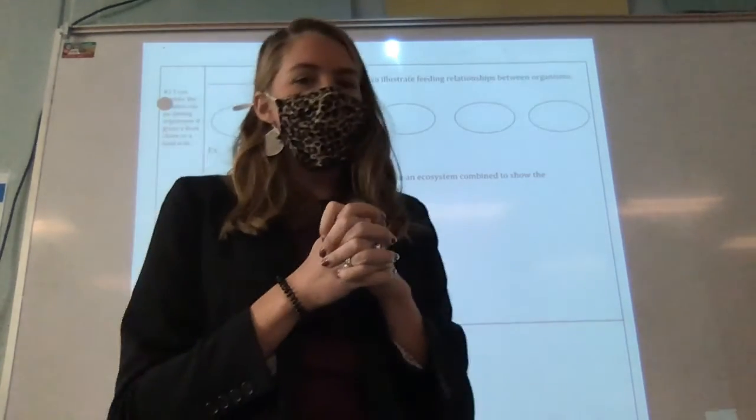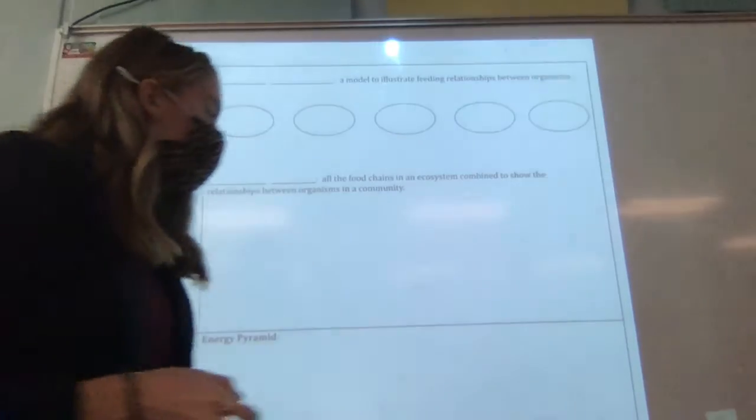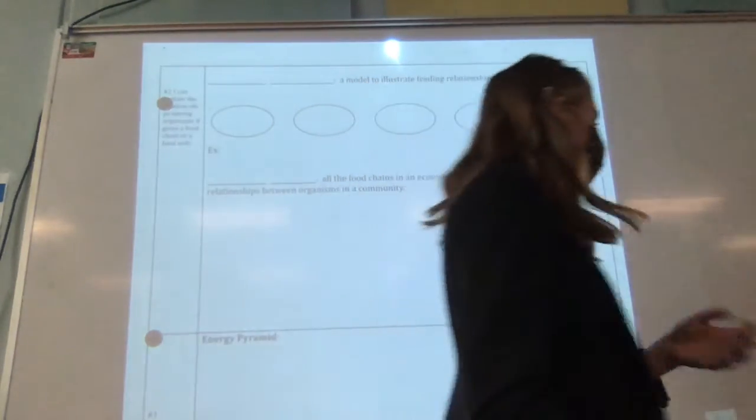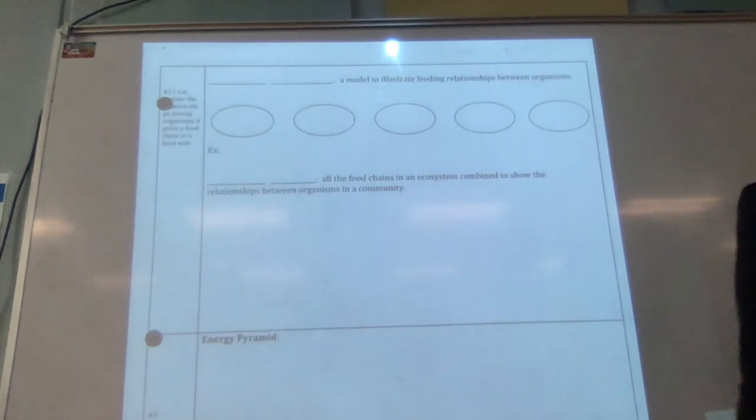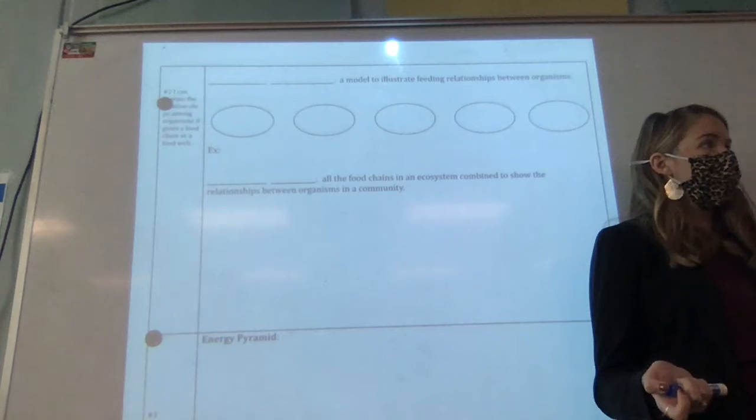Okay, today we are looking at learning target 2. I can explain the relationships among organisms if given a food chain or a food web. You should be looking at page 2 of your notes right now, and then we'll get started. These should be pretty basic notes. These should all be review for all of you guys.